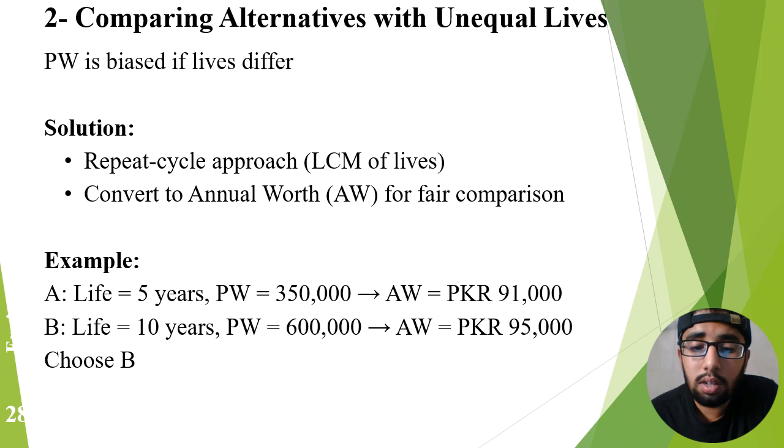Unequal lives. When alternatives have unequal lives, direct comparison may be difficult. One alternative may operate for 5 years, while the other operates for 10 years. The longer-life alternative naturally accumulates more benefits. To ensure fairness, we use techniques such as annual worth analysis. This converts all alternatives into equivalent annual values. Project managers use these techniques to compare projects objectively and avoid biased decisions.